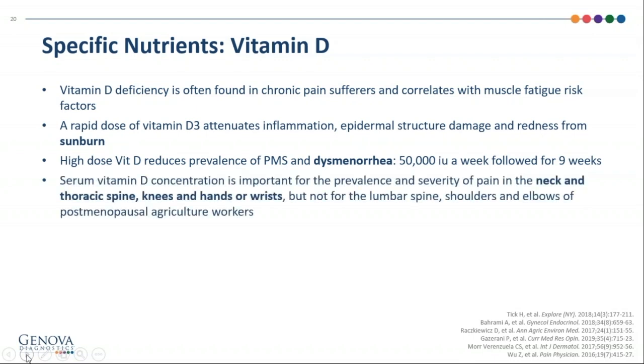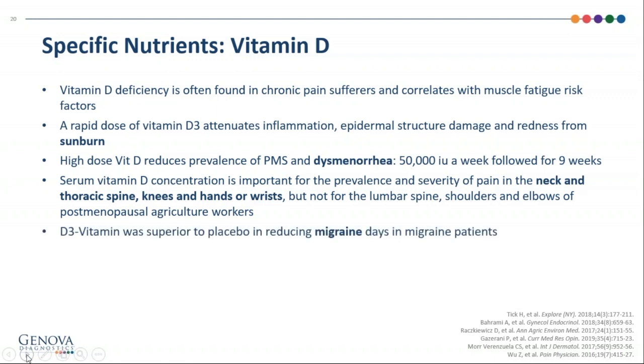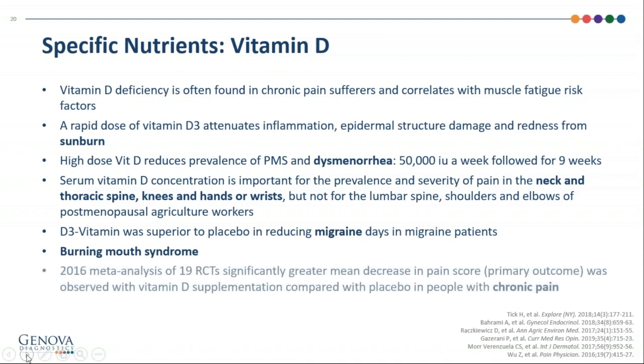Vitamin D was used in this study to analyze chronic pain in agricultural workers, and they found that in certain areas where the workers were had low vitamin D, improving that actually improved their pain. Vitamin D is superior to placebo in reducing migraine in migraine patients. It is one of the nutrients that's been found very depleted in burning mouth syndrome, which is very difficult to treat. And in this study, we found overall, and it is a big meta-analysis, and in 19 randomized controlled trials, they found that vitamin D improved chronic pain.